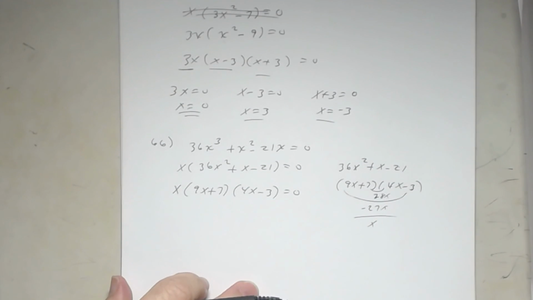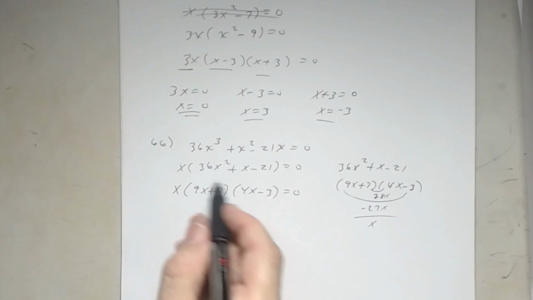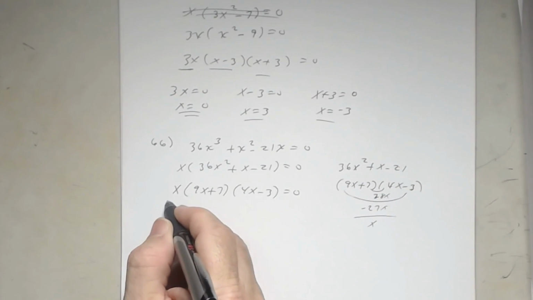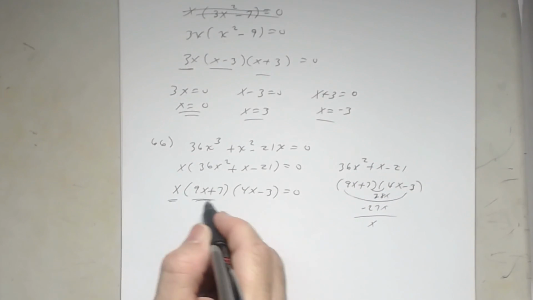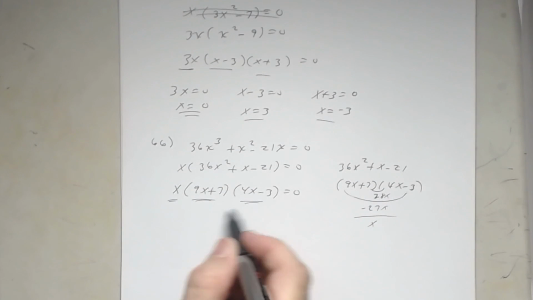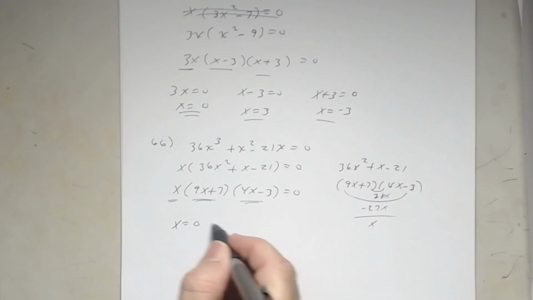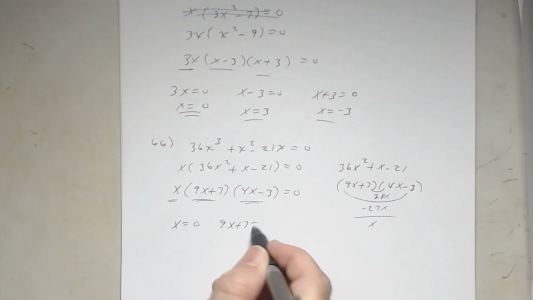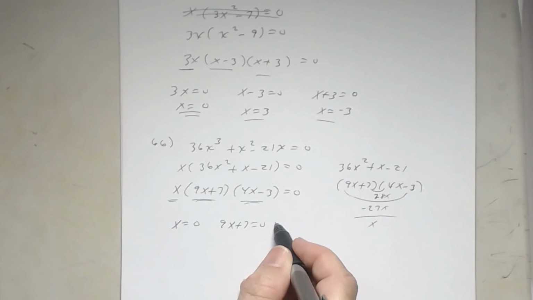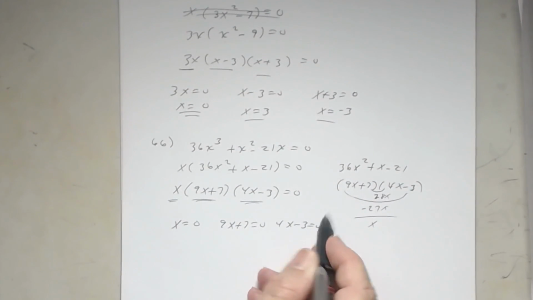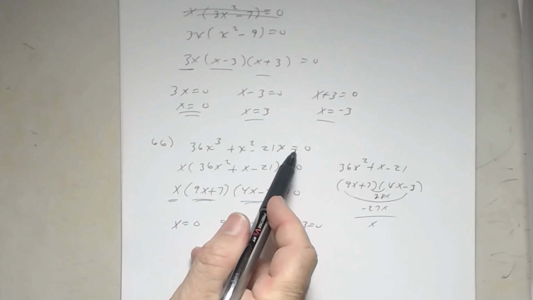1, 2, 3. So 3. What are they? x, and what's the other? 9x, and what's the other? 4x minus 3. So you set each one equal to 0. Set each one equal to 0. I'm using the zero factor property. And notice I went from a cubic equation.